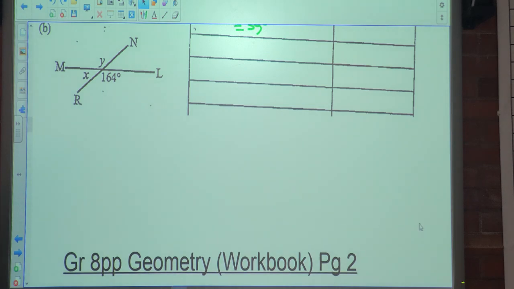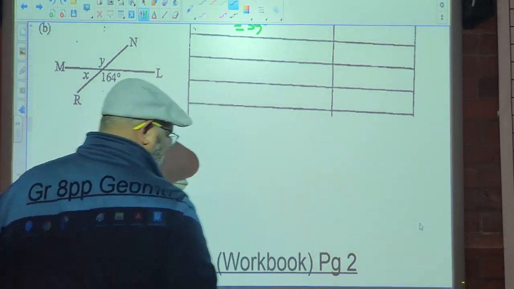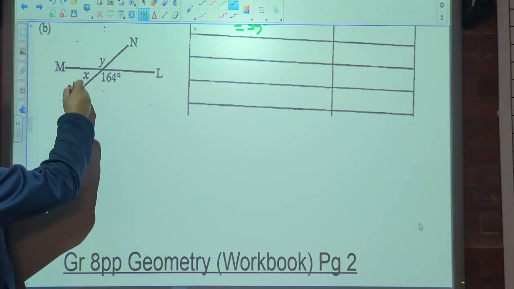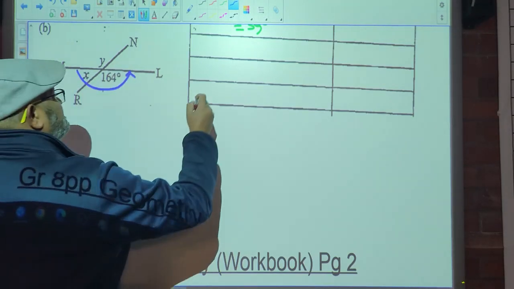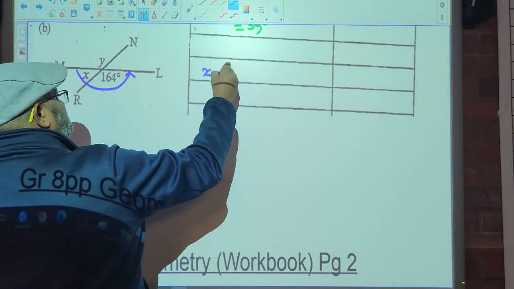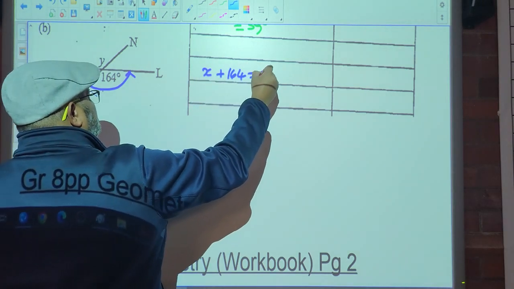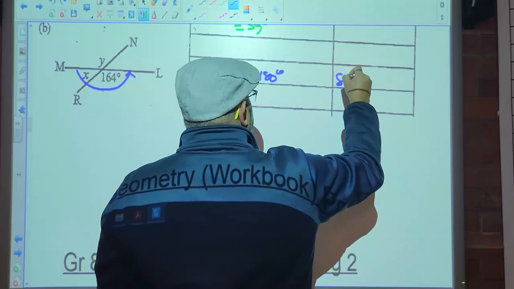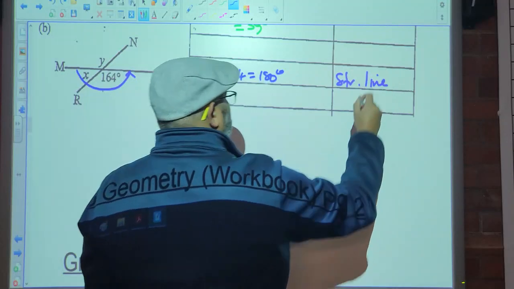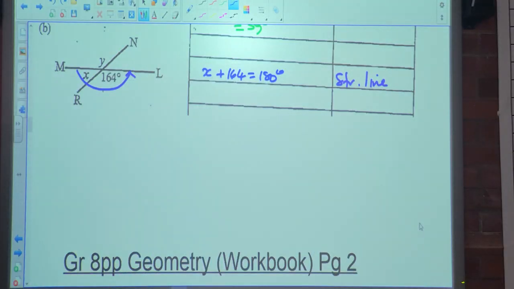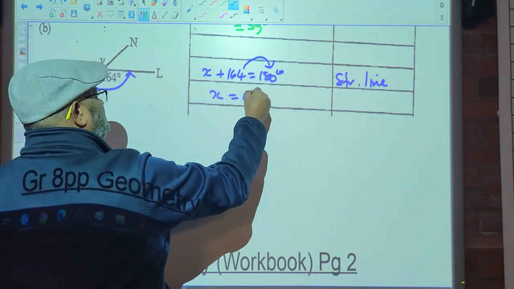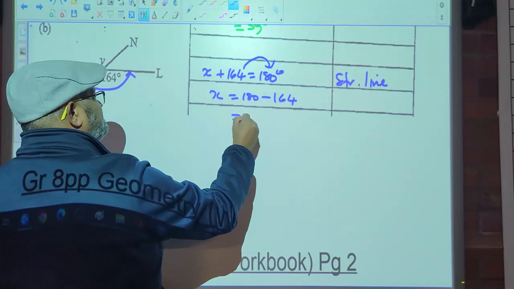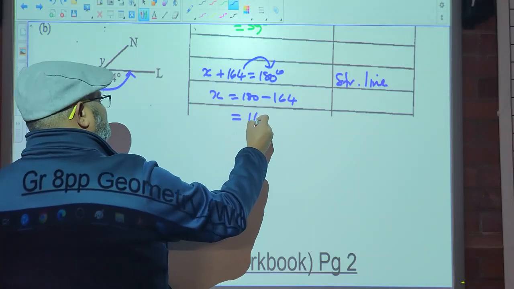Okay, people, B. What can be calculated here? X. Okay, go with angles on a straight line. So what do we say? X plus 164 is equal to 180. Why? Straight line, or adjacent supplementary. Okay, take it over the equal sign. So x is equal to 180 minus 164, which is 16 degrees.